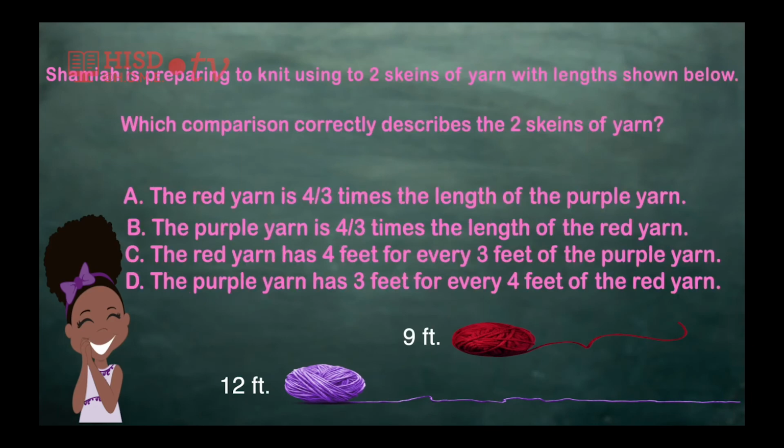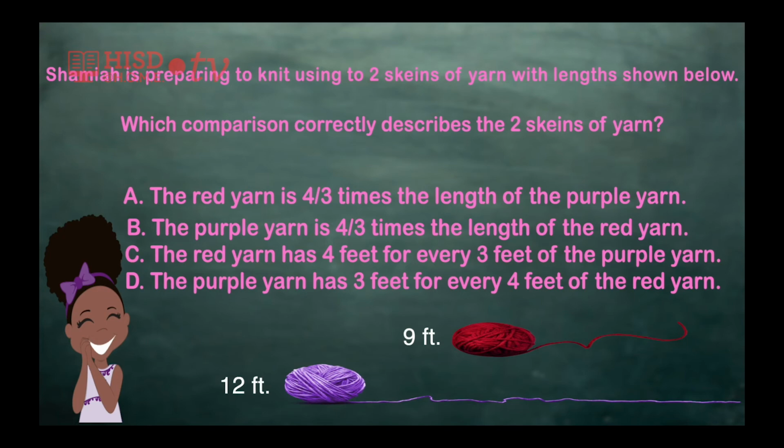Shemaya is preparing to knit using 2 skeins of yarn with lengths shown below. Which comparison correctly describes the 2 skeins of yarn? A. The red yarn is 4/3 times the length of the purple yarn. B. The purple yarn is 4/3 times the length of the red yarn. C. The red yarn has 4 feet for every 3 feet of the purple yarn. And D. The purple yarn has 3 feet for every 4 feet of the red yarn.